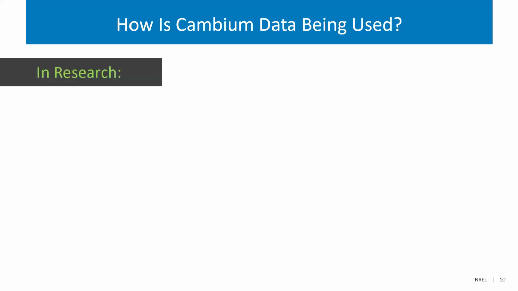I have three different categories here. The first one is that the Cambium data is used in research. It's a bunch of metrics that are designed to support other people's analyses. So that goes a lot to academic or nonprofit research, that sort of thing.